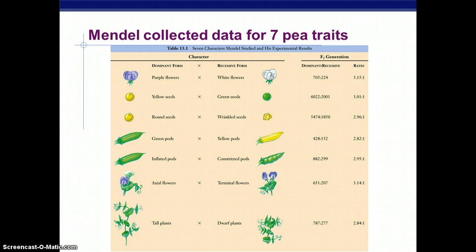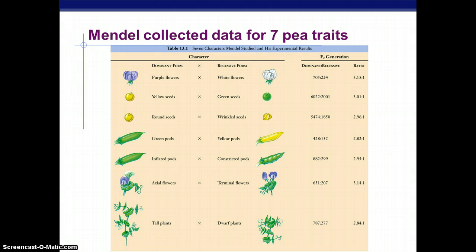So Mendel collected data for 7 traits of the pea plants. So here he saw the purple versus a white flower, a yellow versus a green seed, and then a round versus a wrinkled seed, green pods versus yellow pods, inflated pods or constricted pods, axial flowers or terminal flowers, and tall plants or dwarf plants. And the axial flowers and the terminal flowers, if you look at the pictures, the axial flowers are actually coming from the middle of the stem, while the terminal flowers, terminal generally means the end, so the flowers are actually coming from the top of the plant.